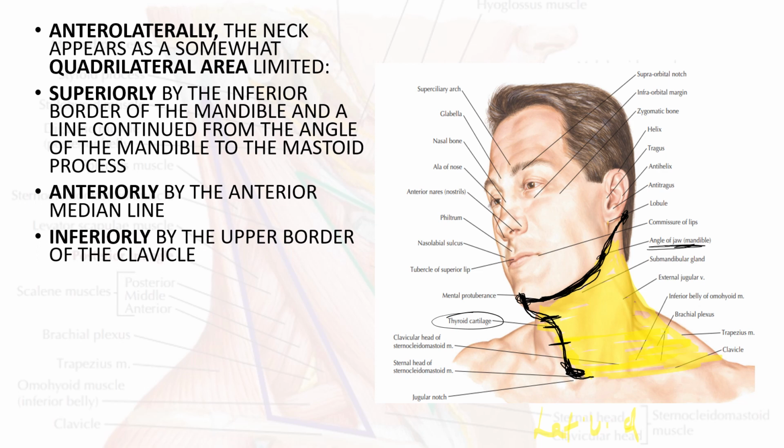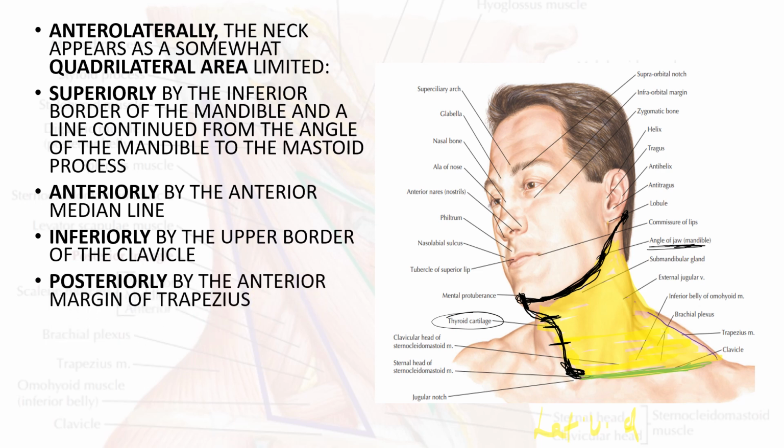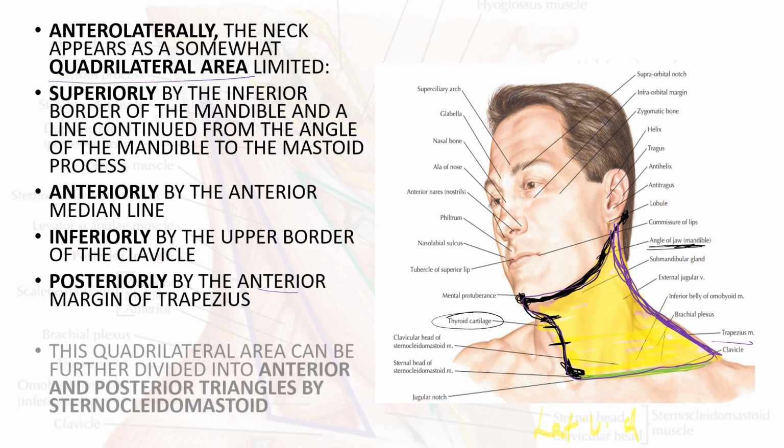Inferiorly, this structure is the clavicle. Inferiorly it is bounded by the clavicle. Posteriorly, this muscle is the trapezius. So posteriorly it is bounded by the anterior margin, this is the anterior margin of the trapezius. So like this, our neck anterolaterally is a quadrilateral area.